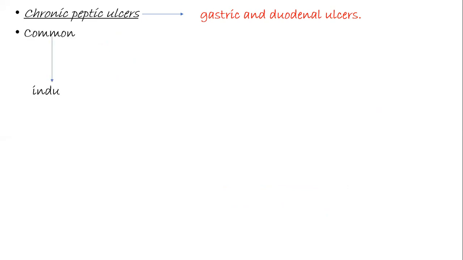Now we'll take a look at chronic peptic ulcers. These occur either in the gastric region, that is stomach, or in the duodenum. Depending on the area where they occur, the ulcers which occur in the stomach are called gastric ulcers, and the ulcers which occur in the duodenum are called duodenal ulcers.